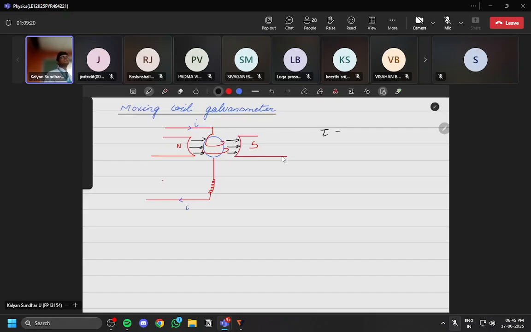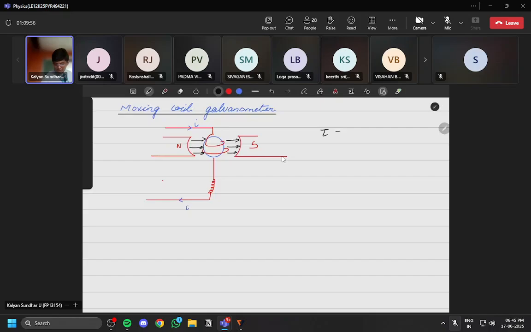Now the torque produced due to the coil will be restored by whom? It is connected with the spring, and due to the spring it tries to restore. So when it restores, tau applied will be equal to tau restored. Restoring torque will be equal to, as last year in oscillations we saw, tau equals C theta, remember? C is the torsional constant, and theta is the angle of deflection.